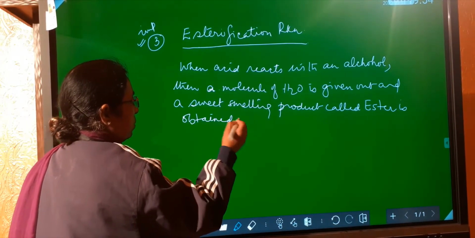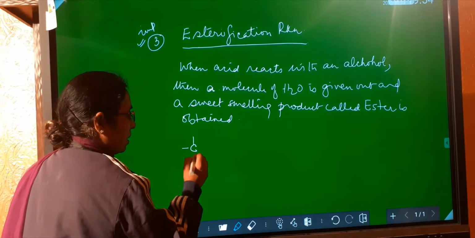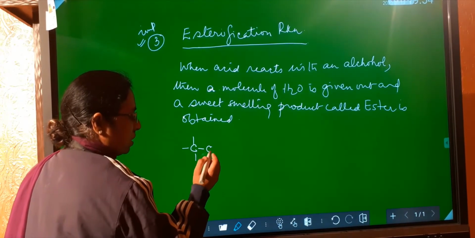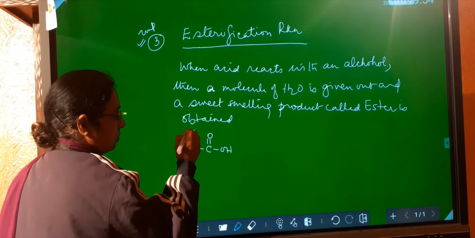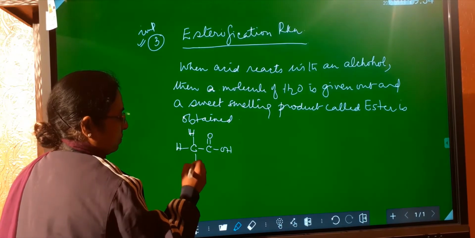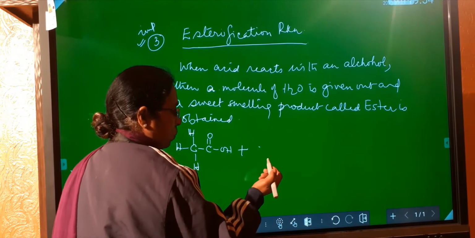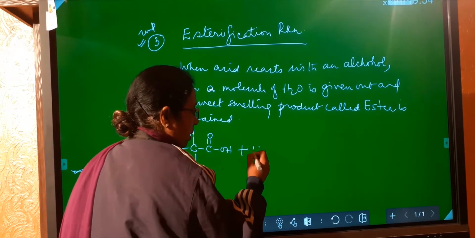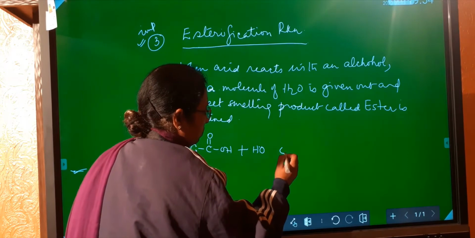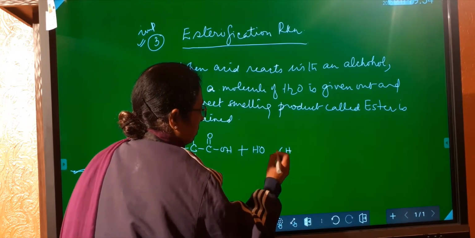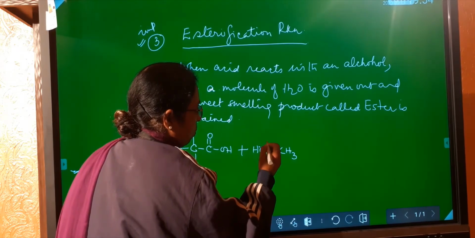Alright, now let us see what it is. We are taking ethanoic acid and ethanoic acid, we are reacting it with ethanol. Alright, so I am writing ethanol like this, CH3CO.